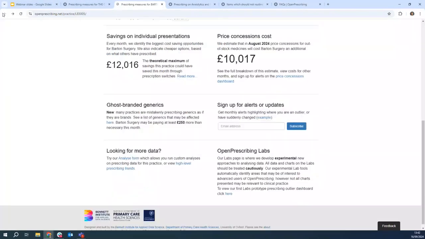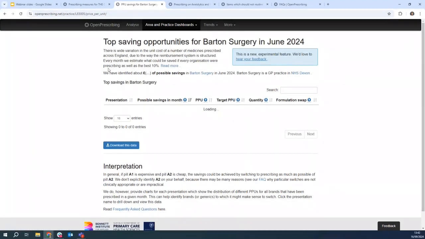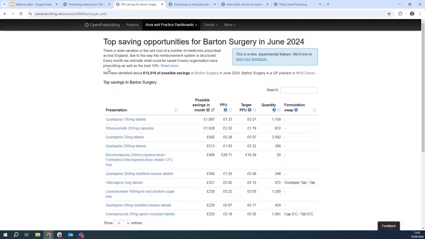Right, and then the next one we will have a look at is the price per unit. So I mentioned briefly under ghost branded generics, we can look at how much you're paying per tablet. But this is another tool that we use. So this gives us an idea of what you're paying per tablet or per unit, depending on what the formulation is. And again, compares it against what's happening nationally and tries to identify if there's some money to be saved.